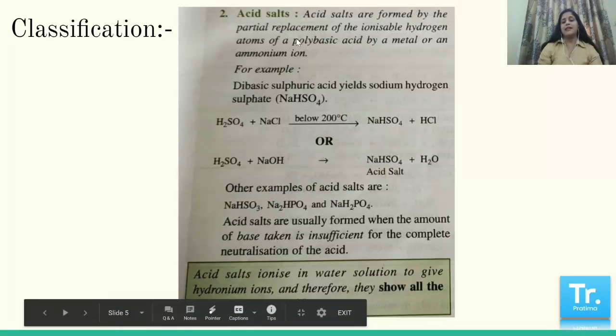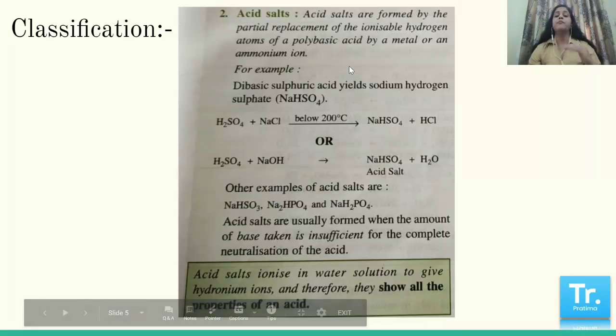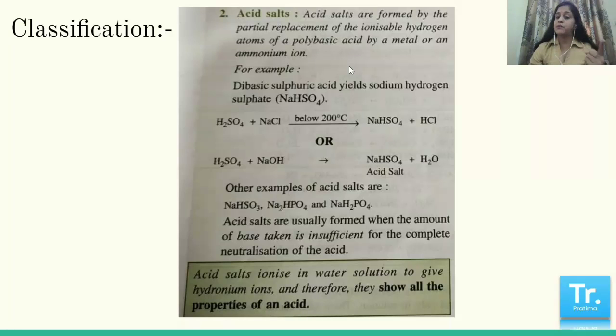The name itself suggests that these are formed by the partial replacement of the ionizable hydrogen atom of the polybasic acid. It cannot be monobasic because there is only one hydrogen. It can be dibasic acid, where at least one hydrogen remains in the molecule of the salt, like sodium bisulfate, which we did just now. The other examples are sodium bisulfite, sodium biphosphate, and so on.